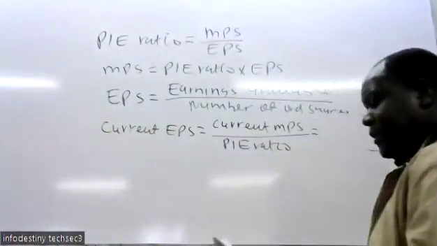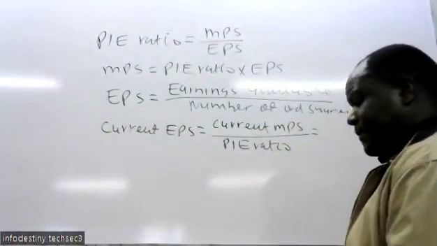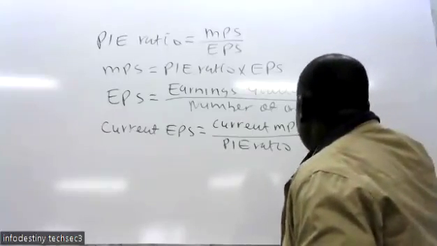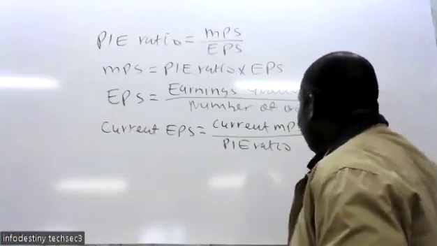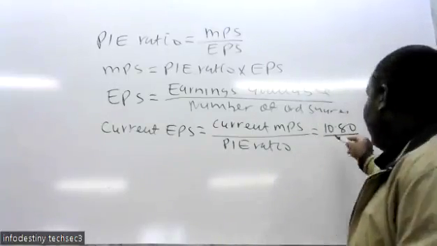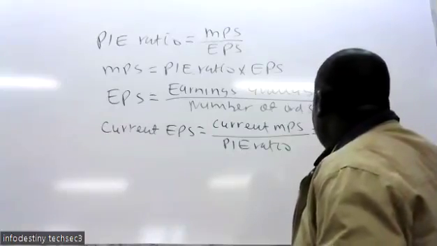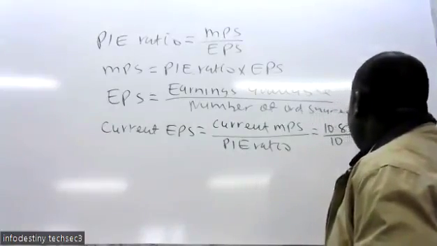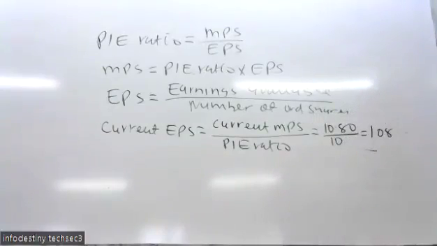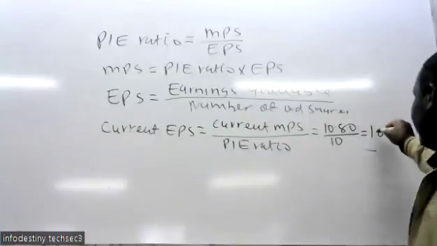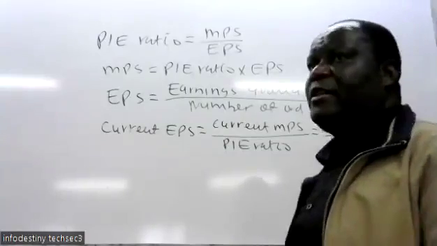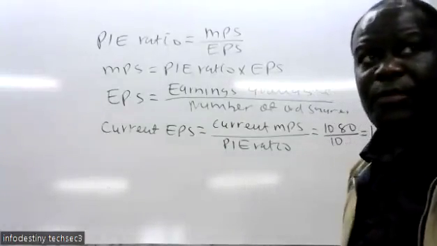Current market price per share, the question gave us which figure? 10.8. Price earnings ratio is given as how many times? They gave you 10. So that will be the same as 1.08. So after that, we also need to calculate the new shares to be issued.